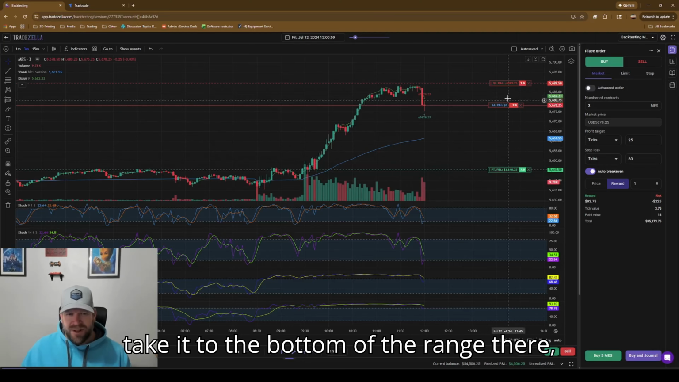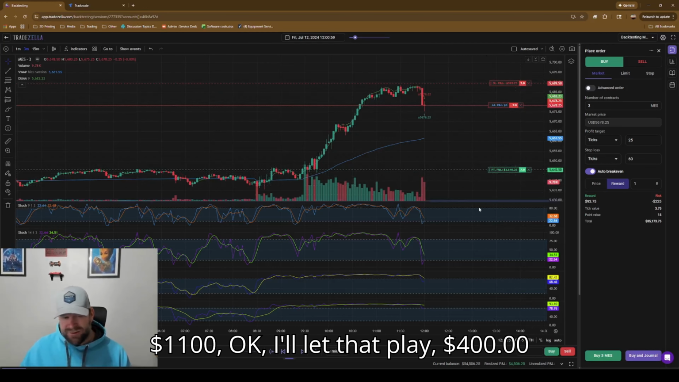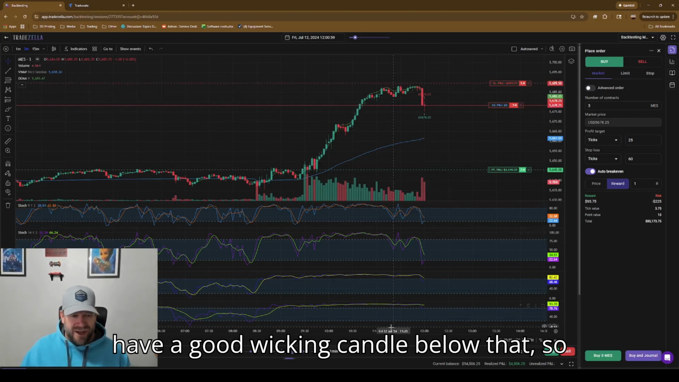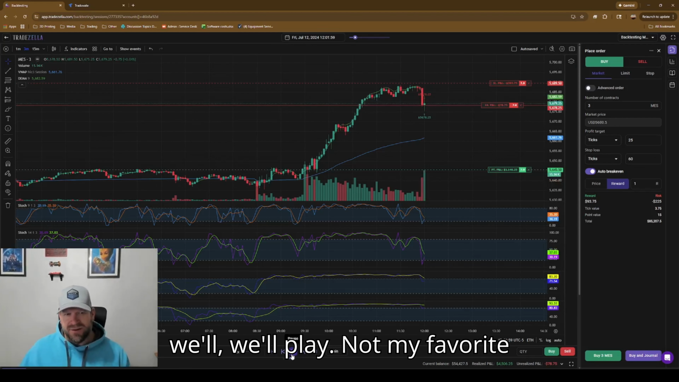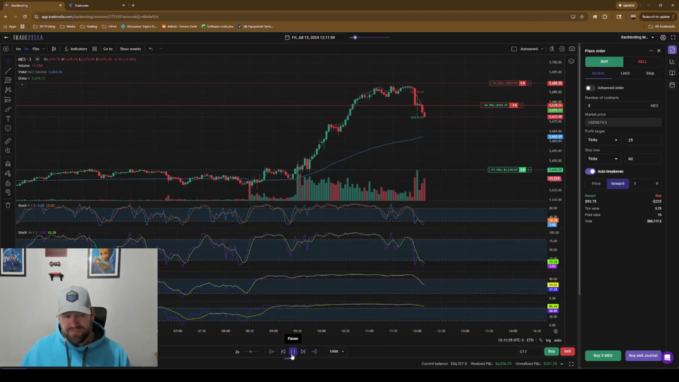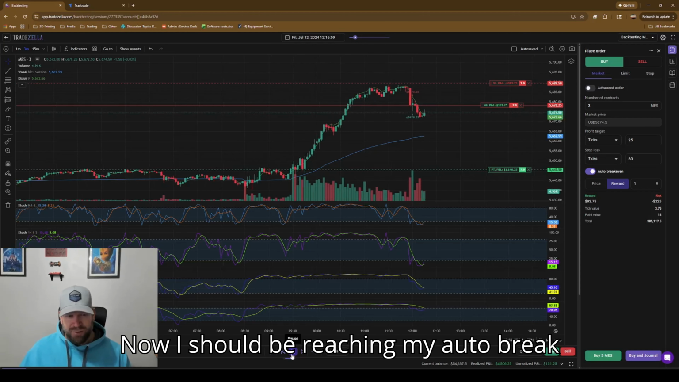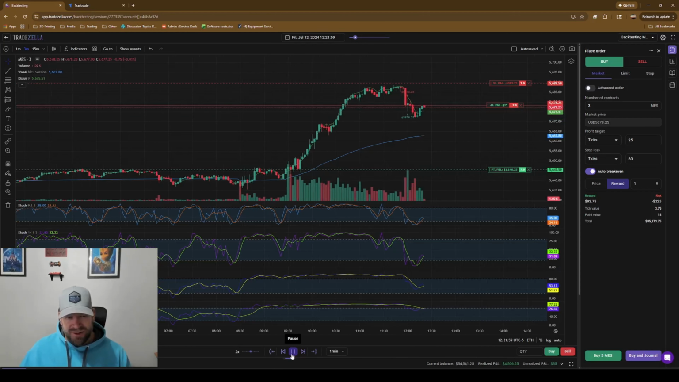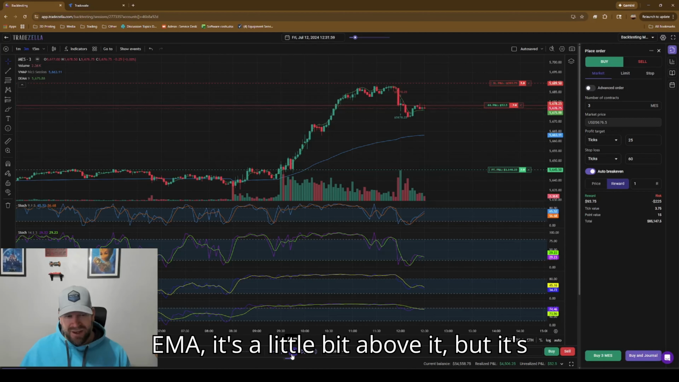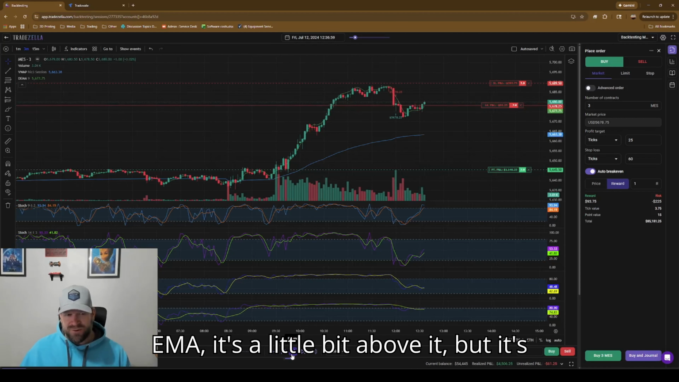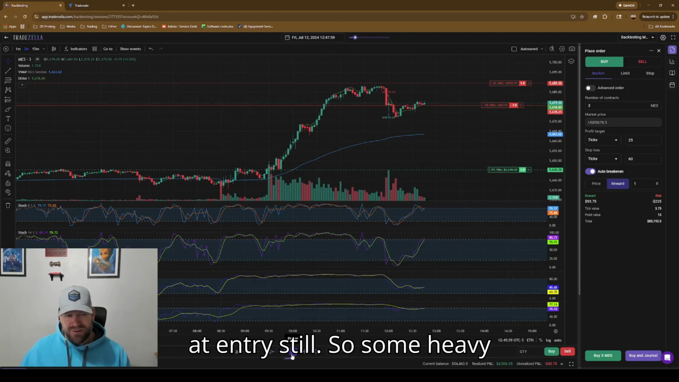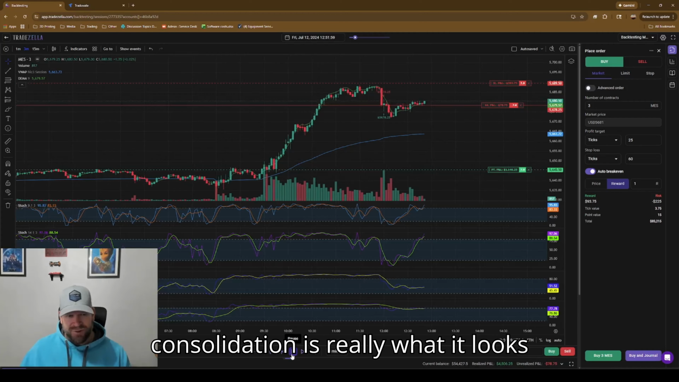Okay, I'll let that play. $400 for 1,000. It's not terrible, and I did have a good wicking candle below that, so we'll play. Not my favorite trade, but we'll play. Now I should be reaching my auto break even real soon. As long as it keeps respecting that 9 EMA, it's a little bit above it, but it's really respecting it well. And I'm right at entry still, so some heavy consolidation is really what it looks like.